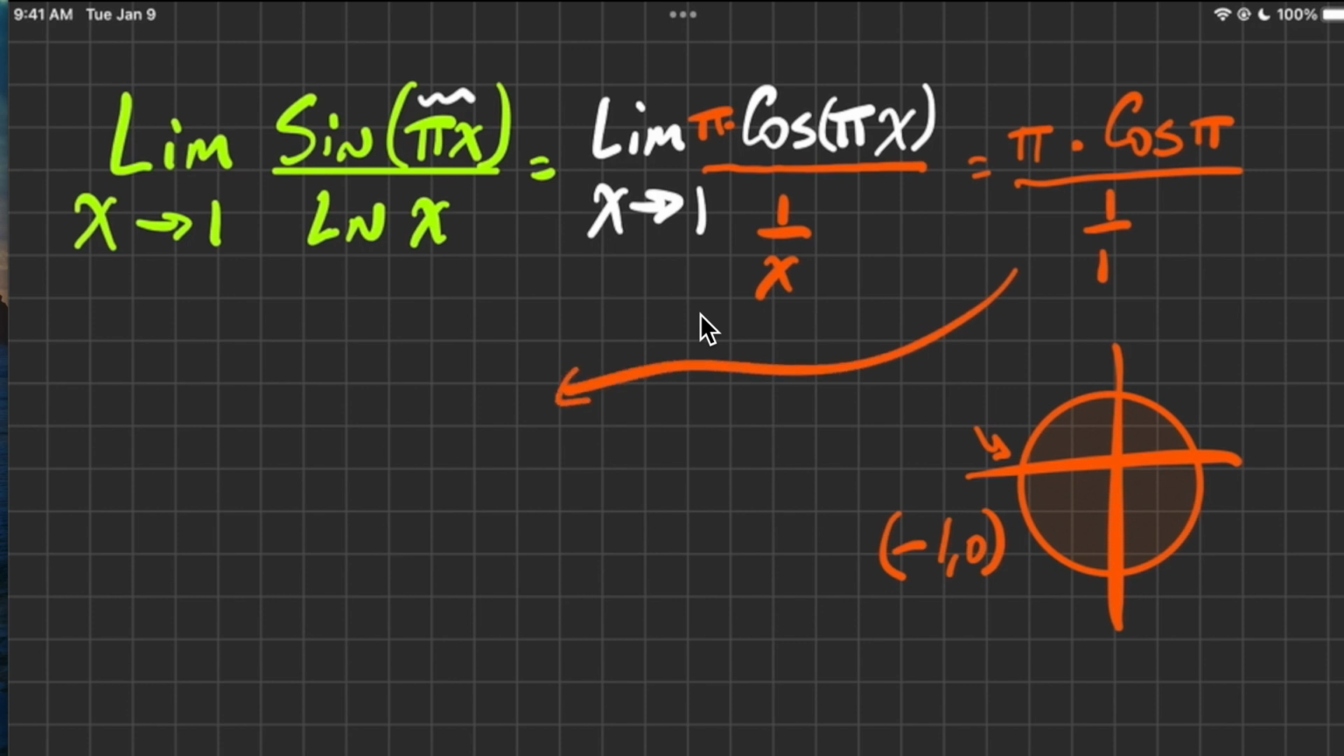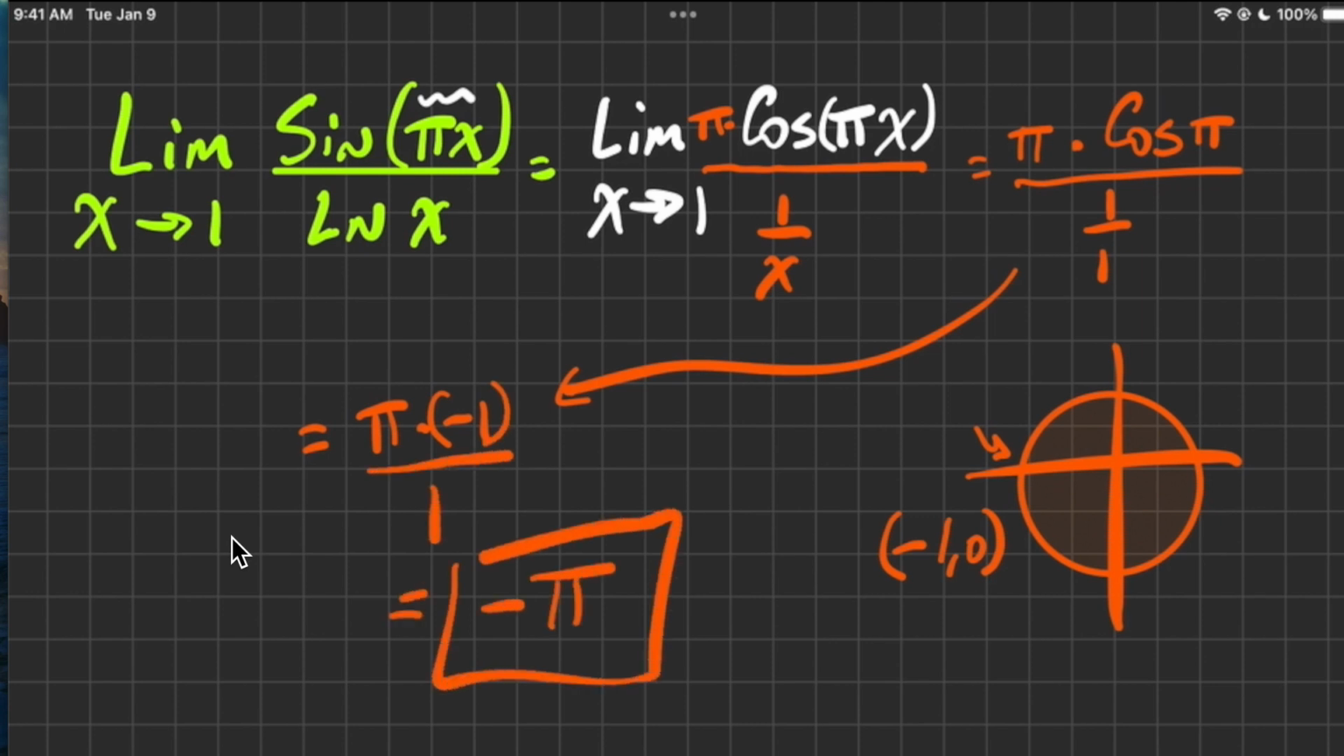So now, folks, we're going to have no limit terminology because we don't have an x anymore. So now we're going to have pi times -1 over 1, and your final answer for this limit is negative pi.